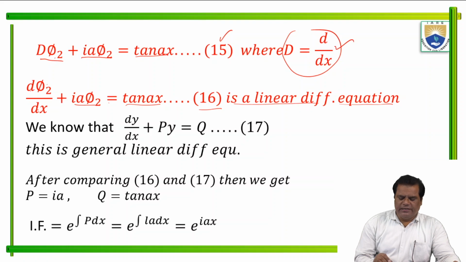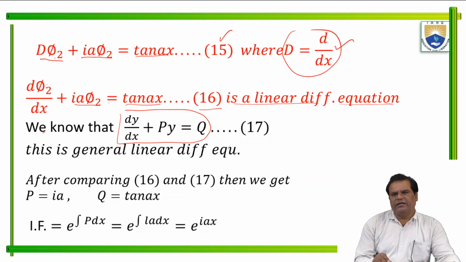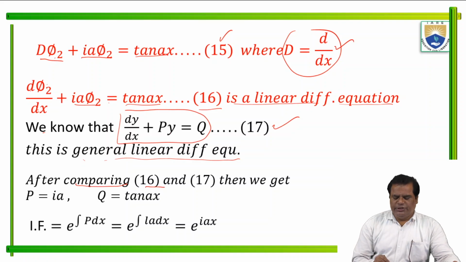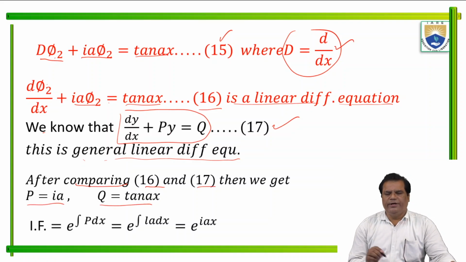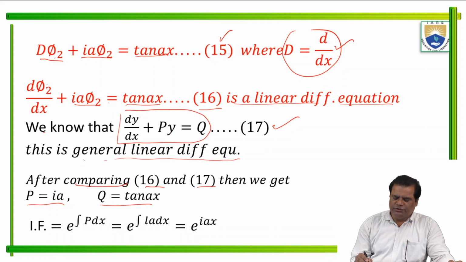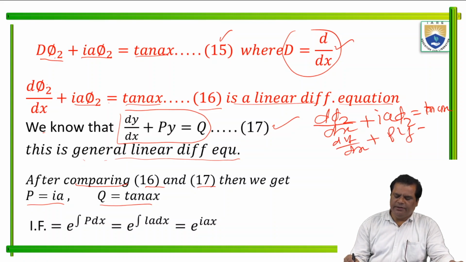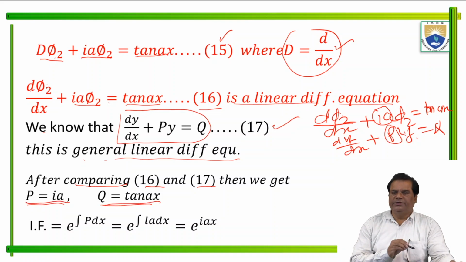So this is the general problem. We know that this is the general equation of a linear differential equation with first order and first degree, equation 17. After comparing 16 and 17, we get P and Q here. Comparing, this is d phi 2 over dx plus iA phi 2 equal to tan ax. The general equation is dy by dx plus Py is equal to Q. In that equation the function is y, but here it is phi 2. So P is iA and Q is tan ax.